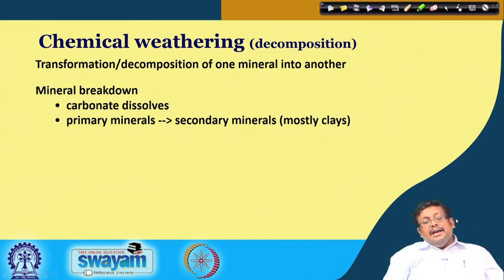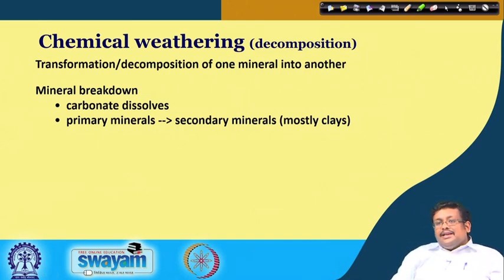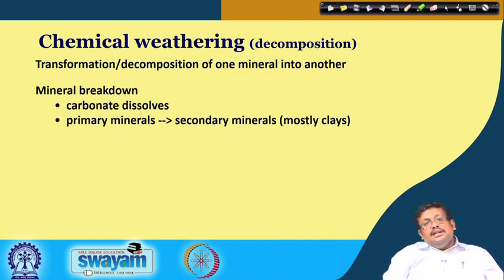Now, chemical weathering. Another name for chemical weathering is decomposition, because due to this type of weathering there is a complete alteration of the chemical nature of rocks. That is why it is called decomposition. For example, mineral breakdowns like carbonate dissolution and primary minerals changing to secondary minerals. So, these are some examples of chemical weathering.